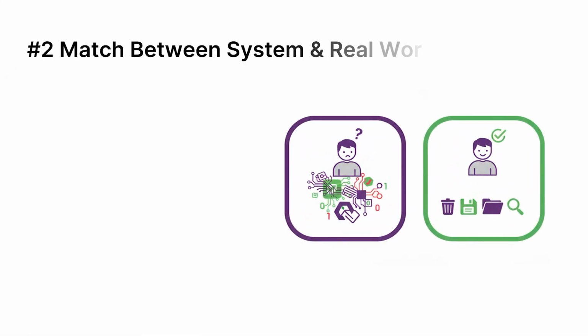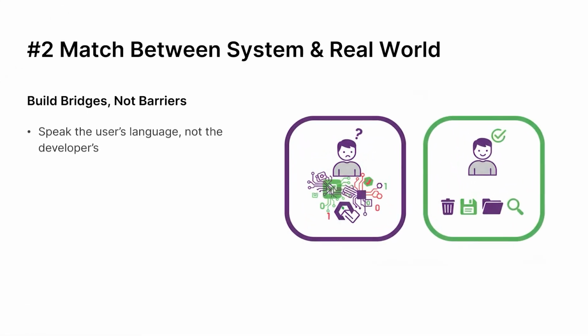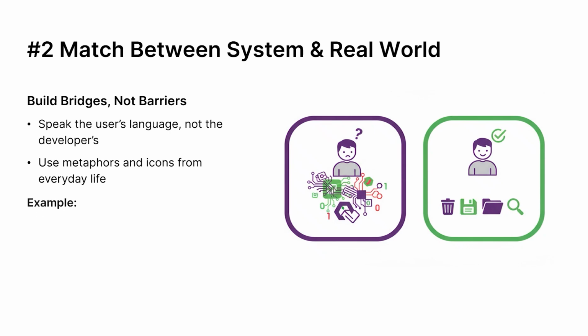Number 2, match between the system and the real world. Use language and concepts people already understand from everyday life. Photoshop gets this right. Instead of calling something a luminosity reduction tool, they call it the burn tool, a term borrowed from traditional darkroom photography. Their target users immediately get it.